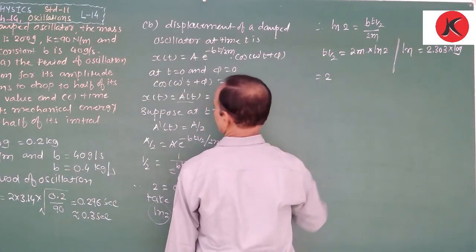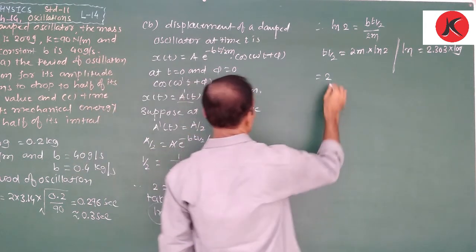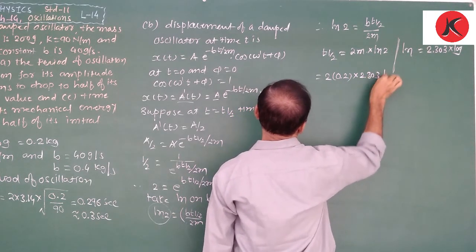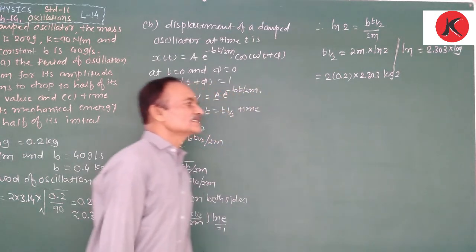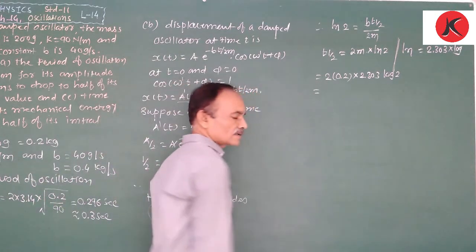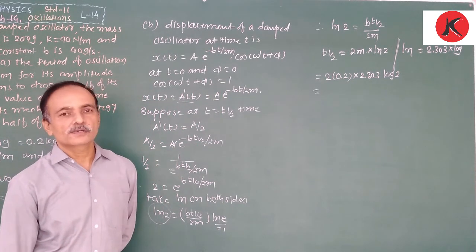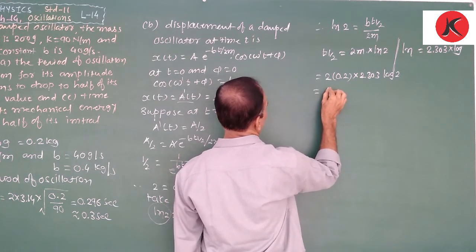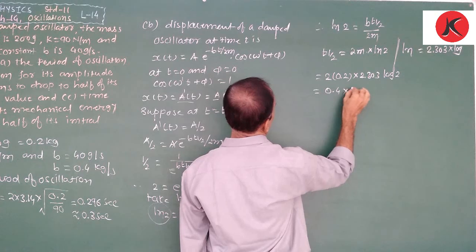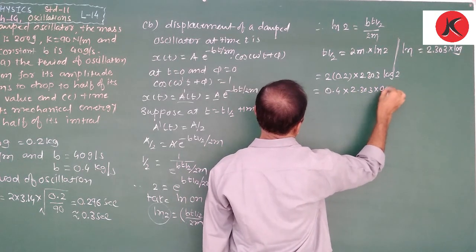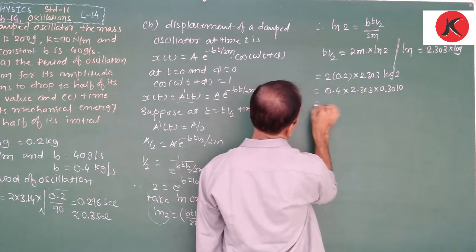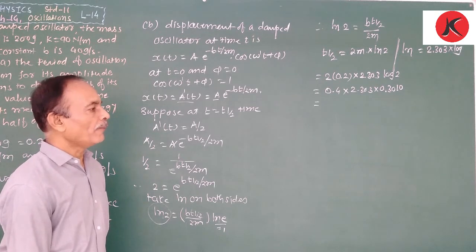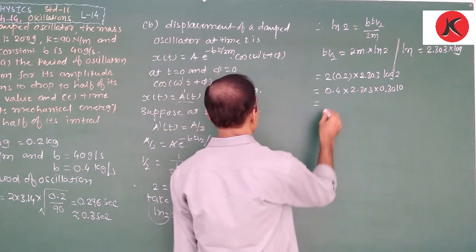Therefore, 2m is given. What is the value of m? 200 gram, that means 0.2 kg. Now 2.303 log 2. Log 2 is 0.3010. So that is 0.4 into 2.303 into 0.3010. So the time for the amplitude to become half of its initial value is 6.93 seconds.